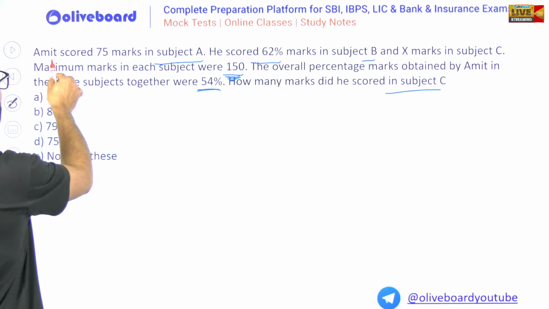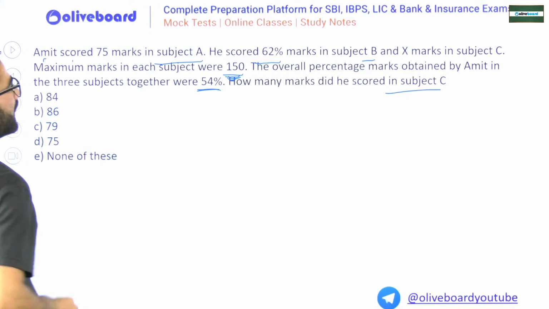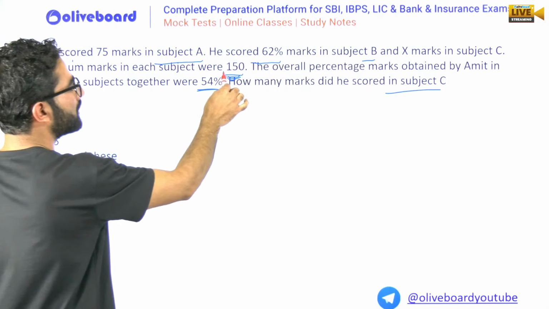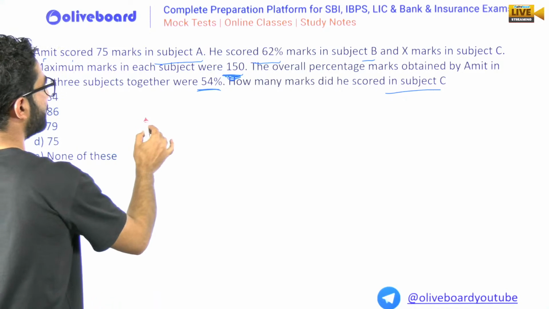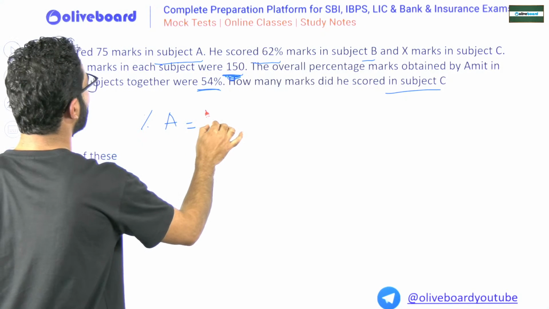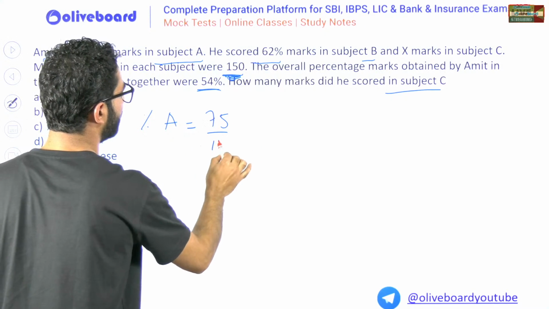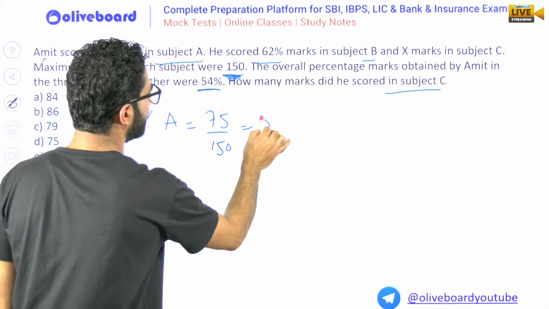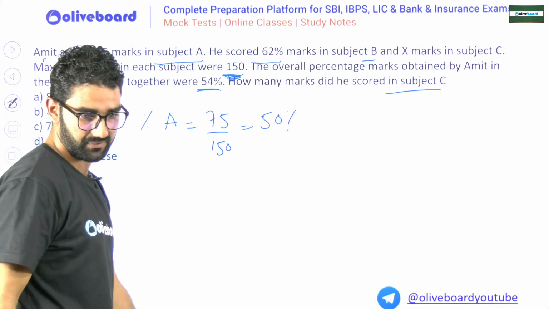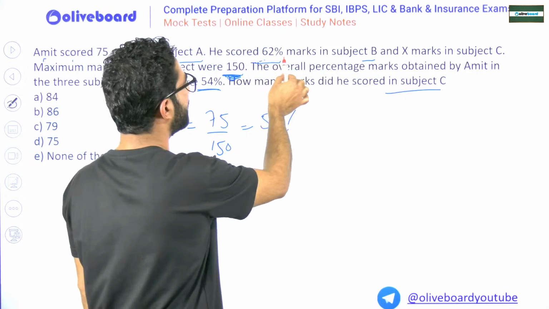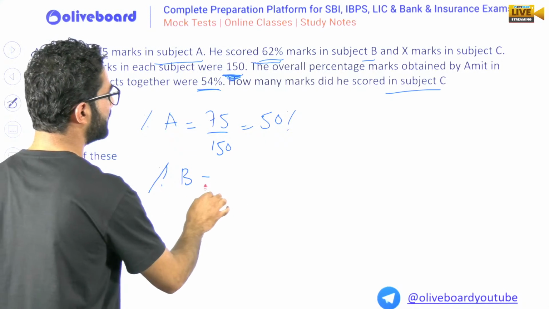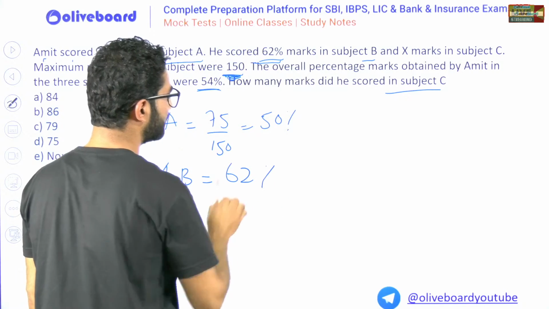If Amit scored 75 marks in subject A and the total marks are 150, then the percentage marks Amit scored in subject A will be 75 upon 150, that is 50 percent. For subject B, the percentage marks obtained are 62 percentile, which is also given.